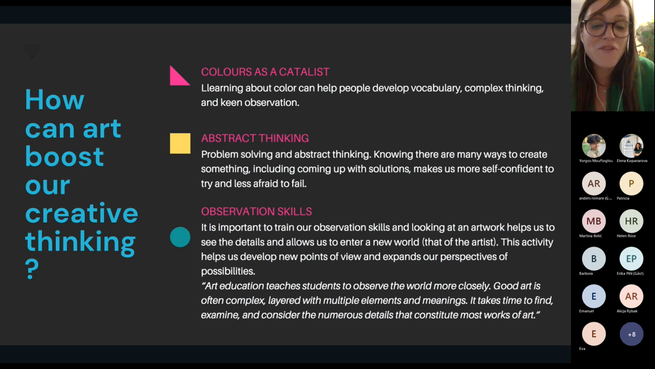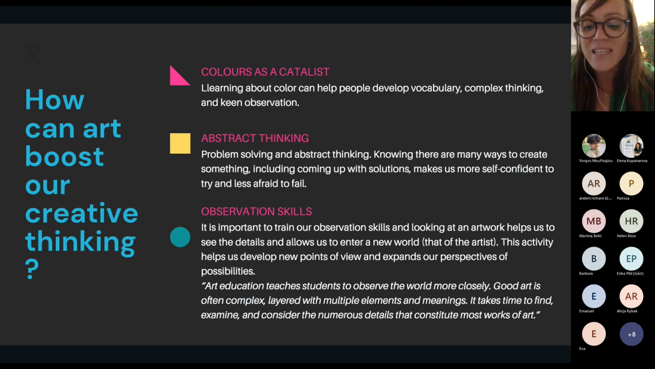And then we have, of course, abstract thinking. Creativity at its core is about problem solving, no? We probably spoke about it before. Problem solving is often connected to abstract thinking, and the exposure to art is what it takes to develop it.